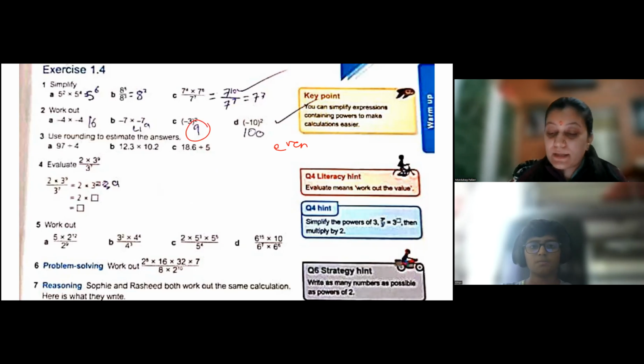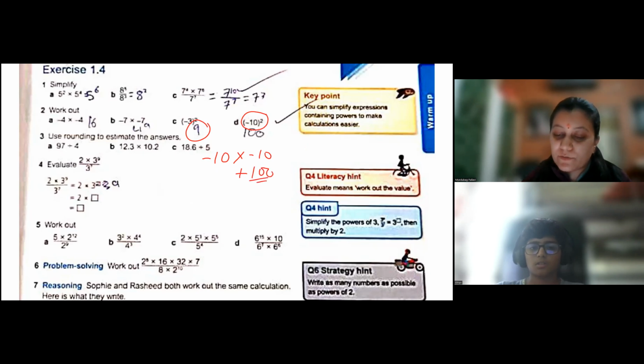Then the next part, D part, minus 10 whole square, minus 10 into minus 10, again the power is even. Because negative negative will be positive, and 10 squared we'll get 100.